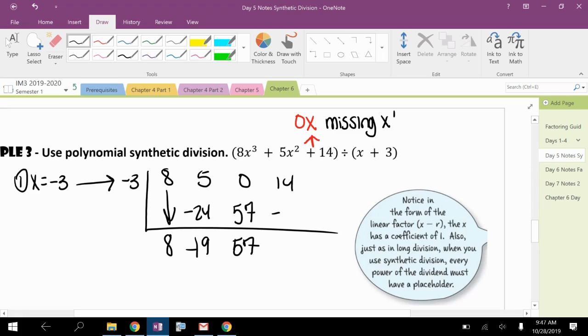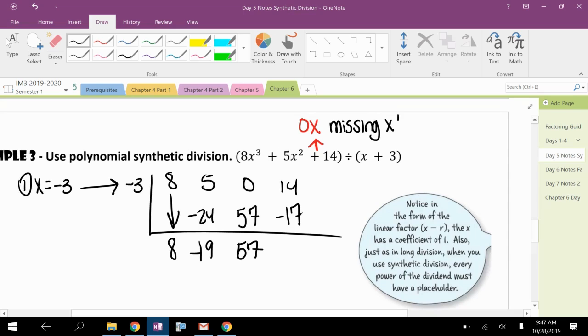You guys need some help? Get a calculator. 100 and what? Very good. Add straight down, and you get negative something. Careful. 14 minus negative 171, or just 14 minus 171 gets me negative 157.